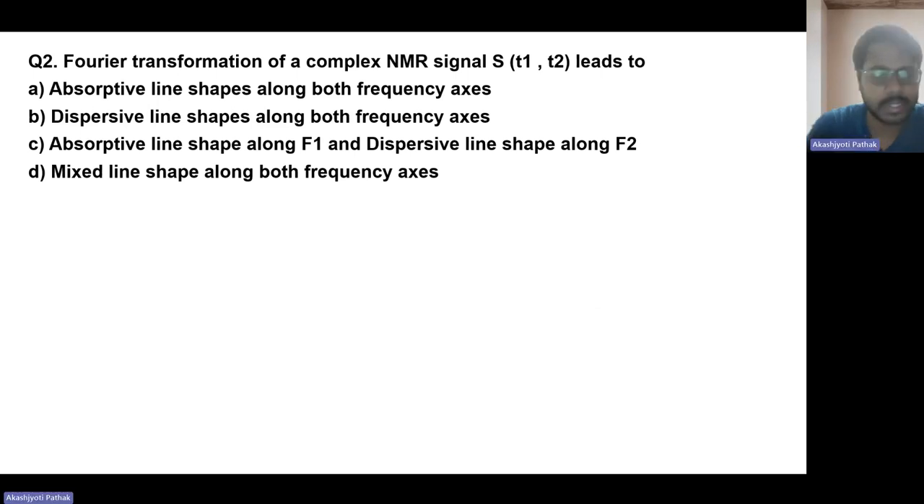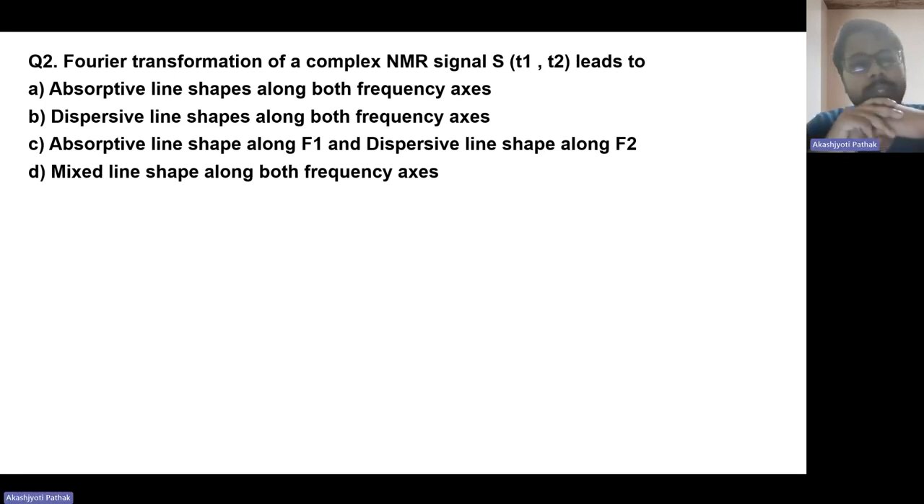Now, try to attempt this question. The Fourier transformation of a complex NMR signal S(t1, t2) leads to: absorptive line shapes along both frequency axes, dispersive line shape along both frequency axes, absorptive line shape along F1 and dispersive line shape along F2. And the fourth option is mixed line shape along both frequency axes.